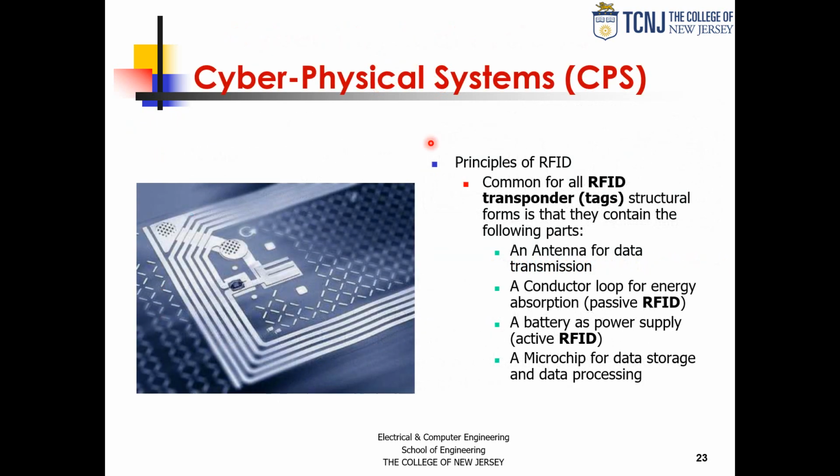So this is actually a picture here. Some tags use both a coil for inductive coupling of energy, and then they use a dipole type antenna for the actual data communication. So you can see here, in this one, this black part here is the actual chip.